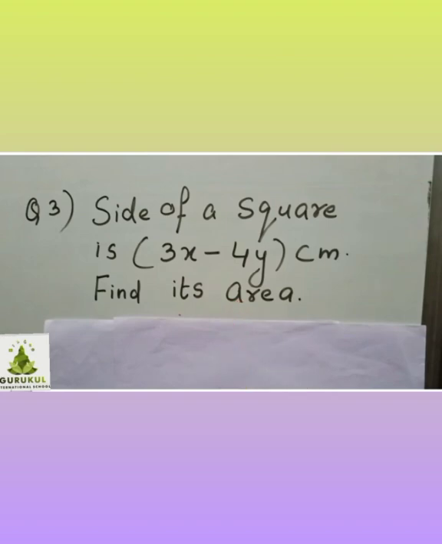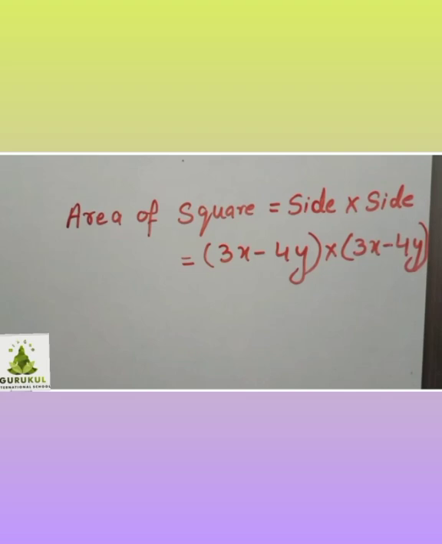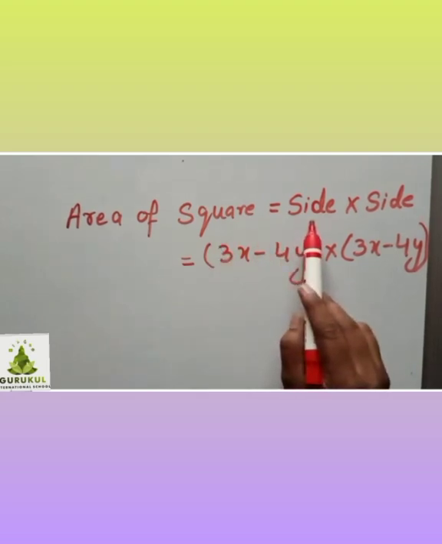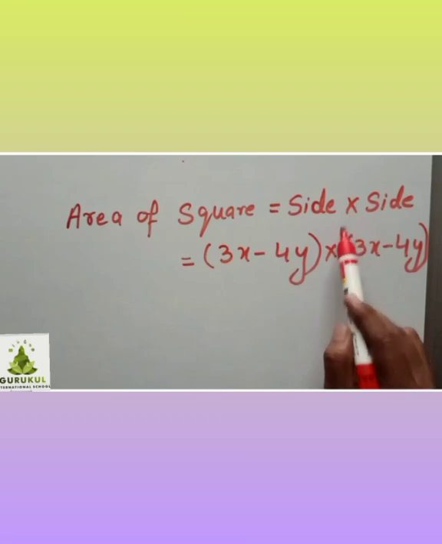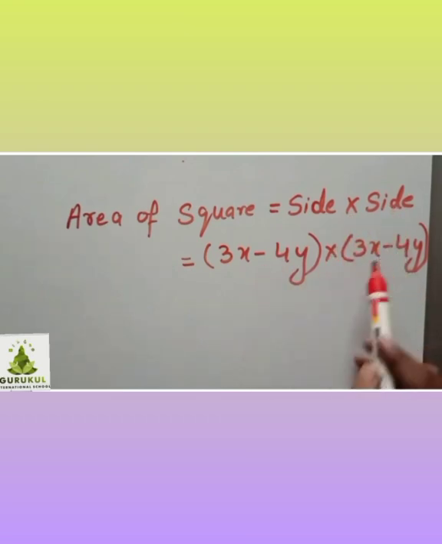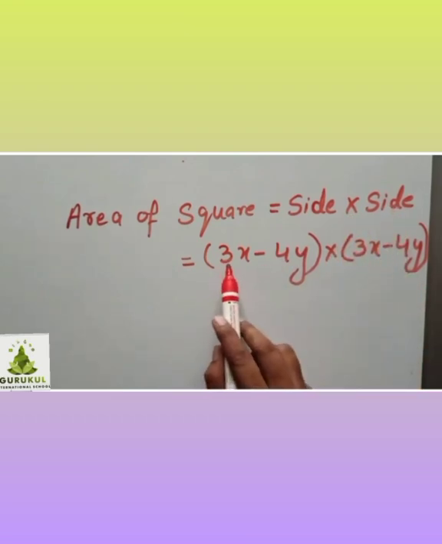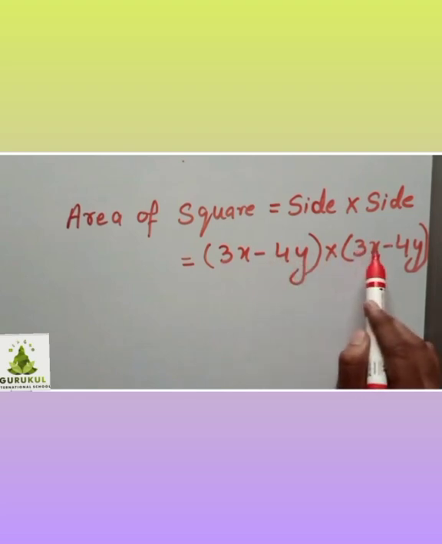Is that clear to you? Find the area. What is the formula for the area of a square? Side into side. First, what will you write? Write what is given in the question. That is, the side of the square is given to you, and you have to write the formula for area first. Then substitute the value in this formula: side into side, the same thing repeated twice. Now you know how. Open the bracket: 3x into this bracket, minus 4y into this bracket. Open the bracket and you should get the solution.